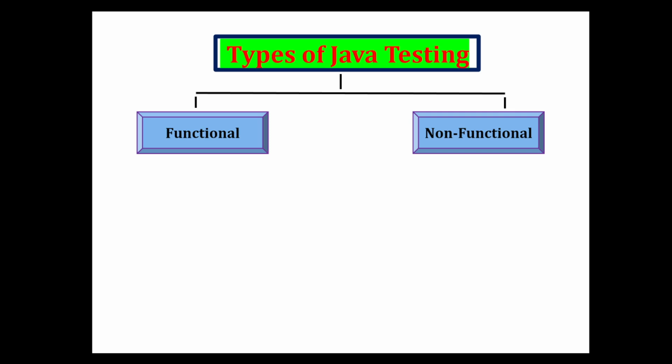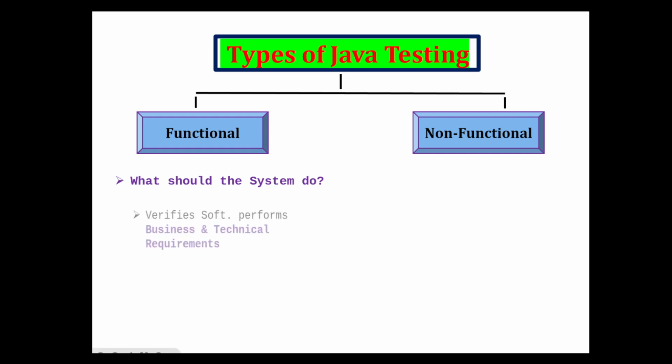To determine whether any testing comes under functional or non-functional, there is a shortcut formula. All the testing that comes under functional will focus on one key point, that is what the system should do. It verifies whether the software performs all its objectives defined in the business and technical requirements, that is, its intended functionality.